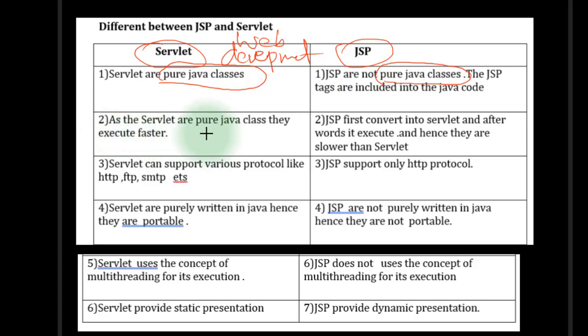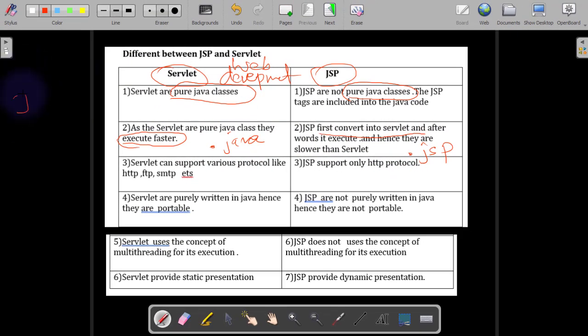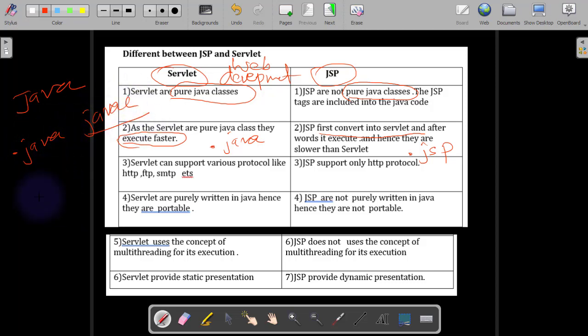This is the most important difference between servlets and JSP. Since servlets are pure Java classes, they execute faster. The servlet file extension is .java and the JSP file extension is .jsp. That means JSP is first converted into a servlet. Why? Because in case of Java, the source code, that is your .java file, is given to the Java compiler, javac. The javac will generate bytecode, that is your class file.